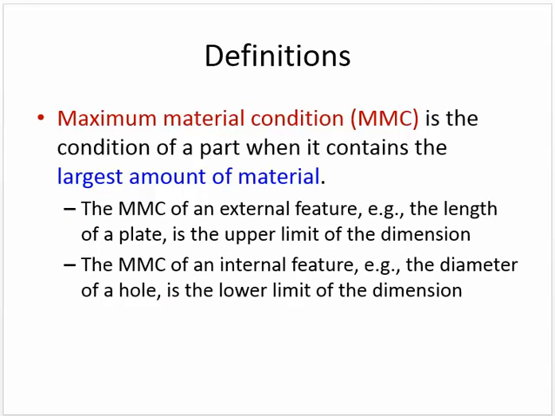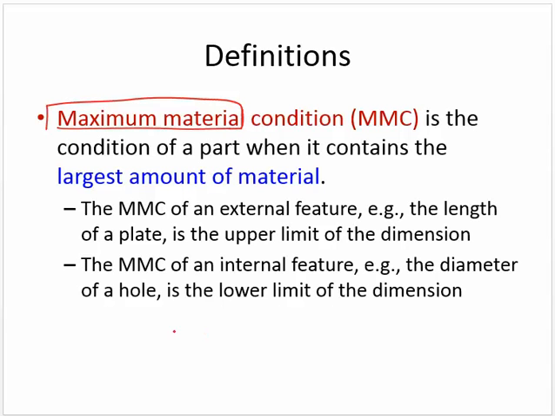All right, I've got some definitions for you here. The MMC, or the maximum material condition, is the condition of a part when it contains the largest amount of material. The MMC of an external feature, the length of a plate, is the upper limit of the dimension. The MMC of an internal feature, the diameter of the hole, is the lower limit of the dimension. The MMC is when it has the maximum material. All right, not when is the hole the biggest, but when does it have the maximum material. That's what's important here for the MMC.